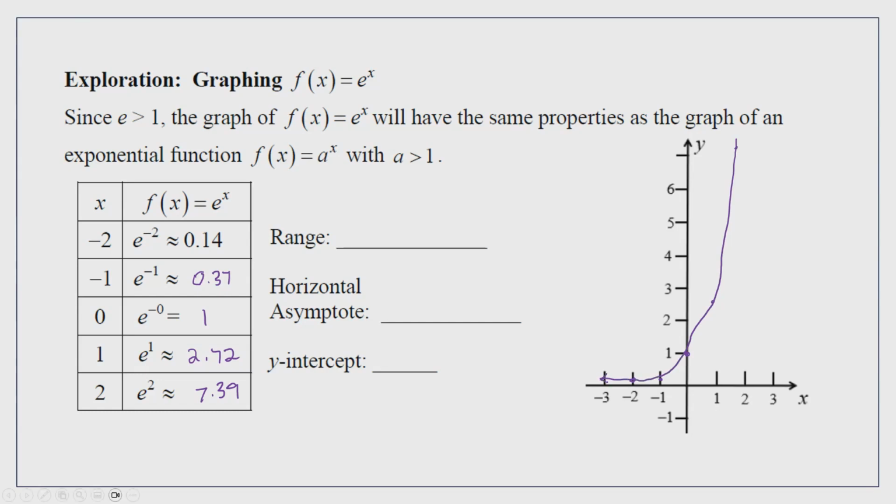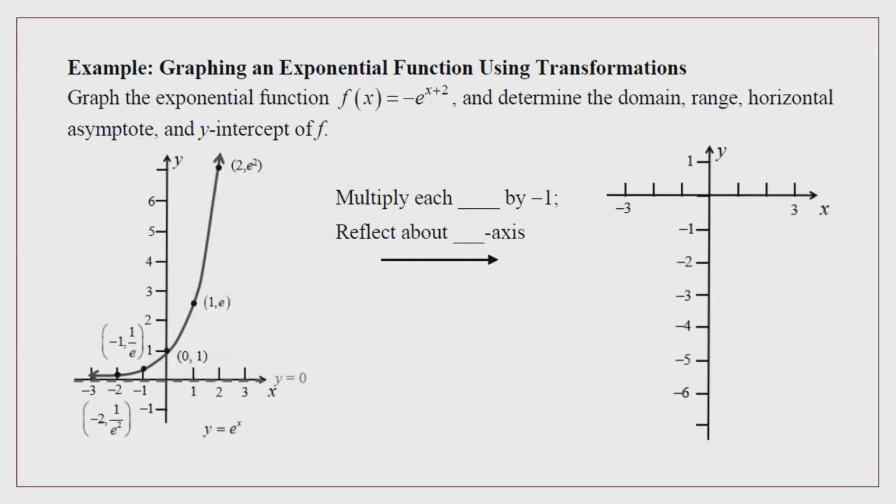Okay, so based off of this graph, we can identify our range as 0 to infinity, and our horizontal asymptote as y equals 0 with a y-intercept of 1. Very similar to our exponential functions. Okay, and since it is similar, we can now apply transformations to help us get other representations of e.